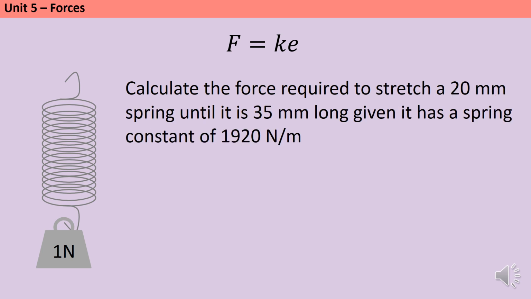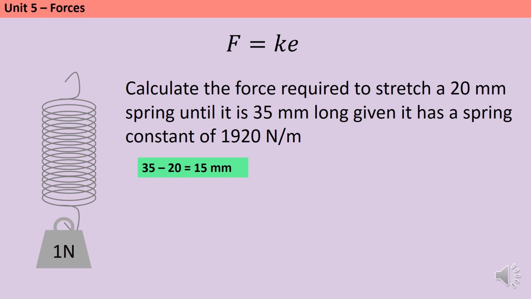Here's a trickier example. Calculate the force required to stretch a 20mm spring until it's 35mm long, given it has a spring constant of 1,920 newtons per metre. They haven't given me the extension in this question, so I need to work it out for myself. The final length subtracting the first length. 35 take 20 is an extension of 15mm.